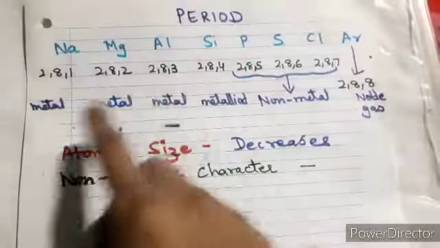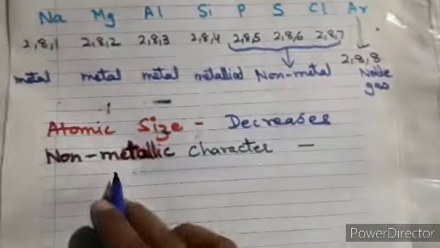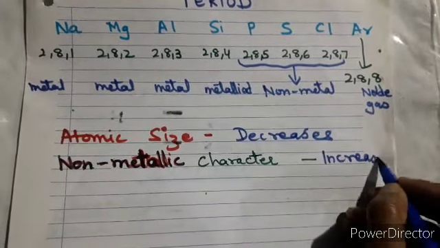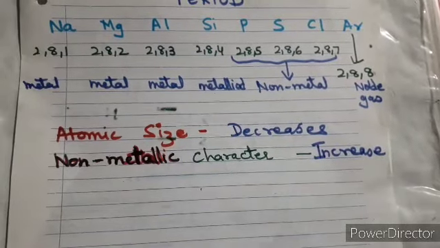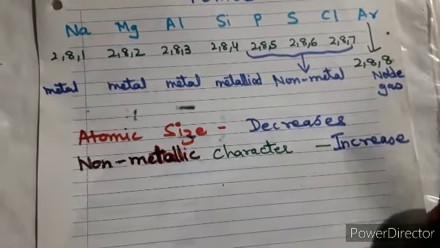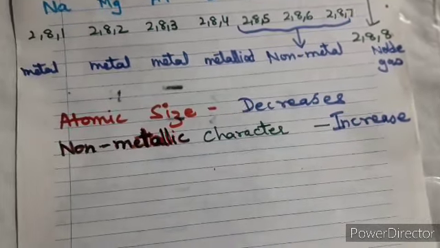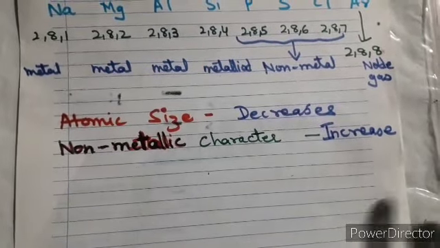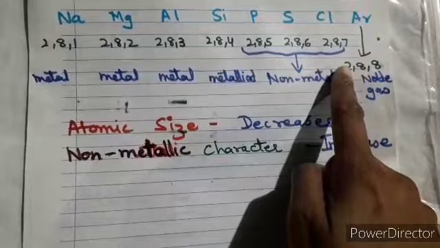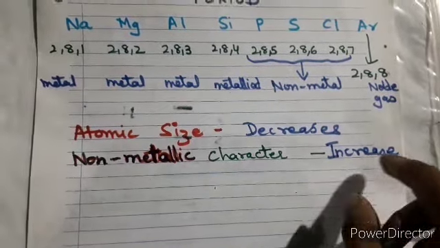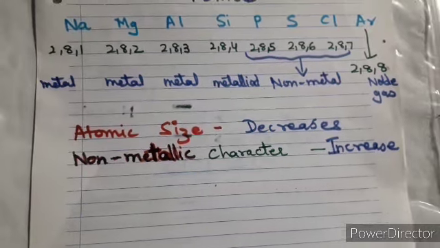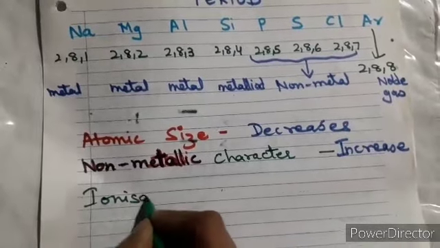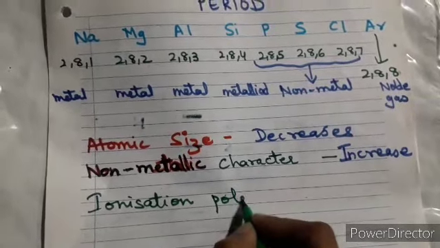Now what do you think, when atomic size decreases, what will happen to the non-metallic character? Non-metallic character will increase. We have already seen the diagrams of different atoms, and in them you have seen why it was going for increase and why it was going for decrease, or vice versa. So in this way, when atomic size decreases, the non-metallic character also increases. But we have to focus on the other factor also, that is ionization potential.